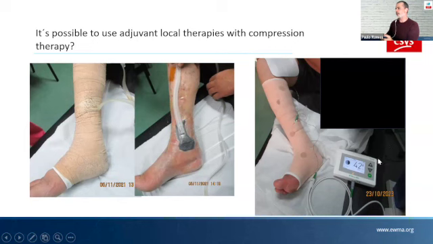And here we are using electrostimulation, which is very interesting, with good results in very painful ulcers, and we could apply it with minor changes of the kit. It's possible and could be helpful in these cases too.